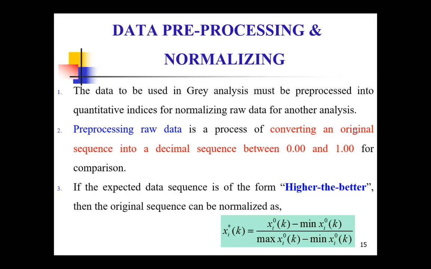And xi0(k) is the individual value. For example, the first trial value minus the minimum of all the 9 values of tool wear, divided by the maximum of all the 9 values minus the minimum of all the 9 values. So this is for higher the better.